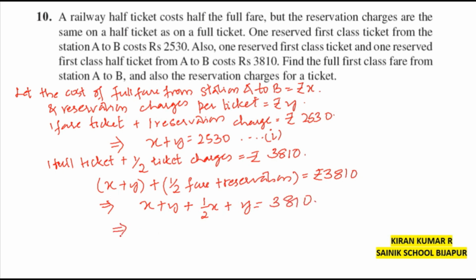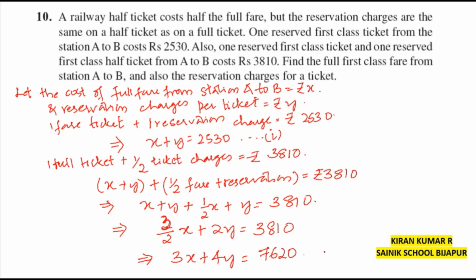Now the second new equation will be: 1 added to half will be 3 by 2. This is 3 upon 2 X plus 2Y equal to 3810. Now if I take 2 as LCM and cross multiply, I'll get the equation as 3X plus 4Y equal to 7620. I'll call this as equation 2.